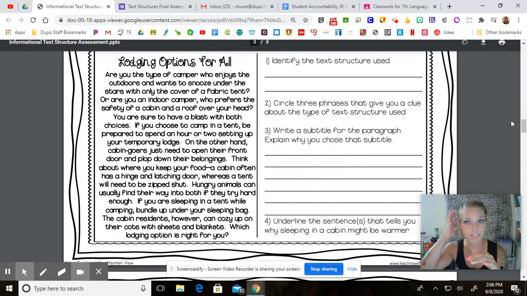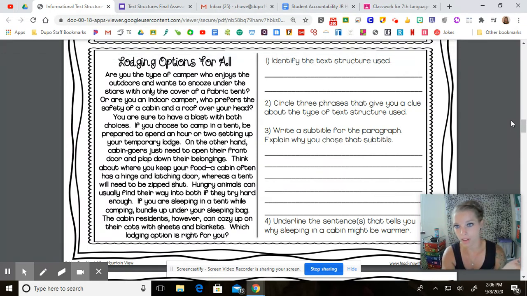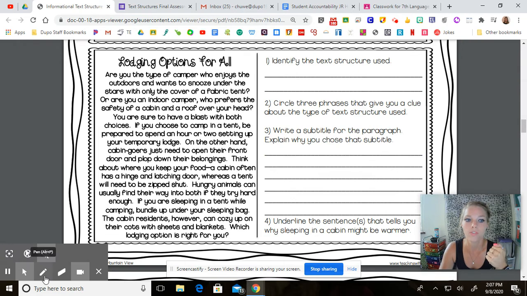Once again, number one says identify the text structure. Number three, how do you know it's that text structure? Number four, write a subtitle for the paragraph and explain why you chose that. And the last one, underline the sentence that tells you why sleeping in a cabin might be warmer. All right, here we go. I'm actually going to annotate as I read because for me, it helps instead of going back at the end. Okay, lodging options for all.